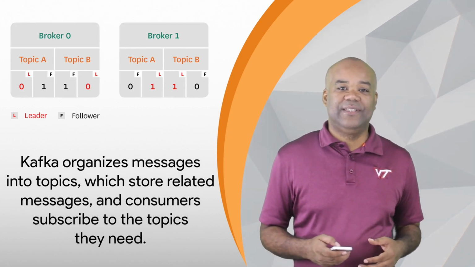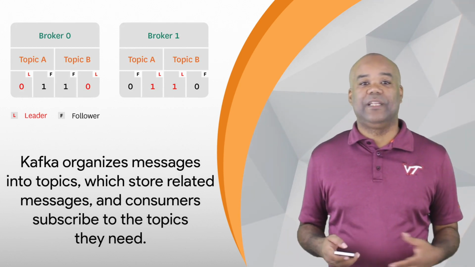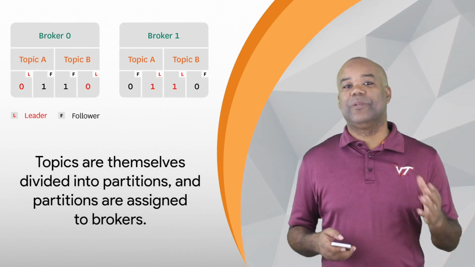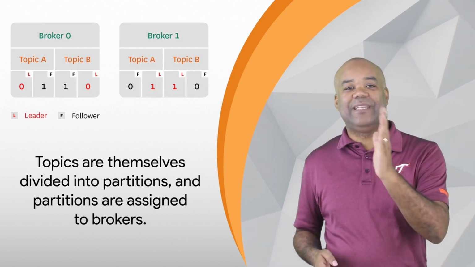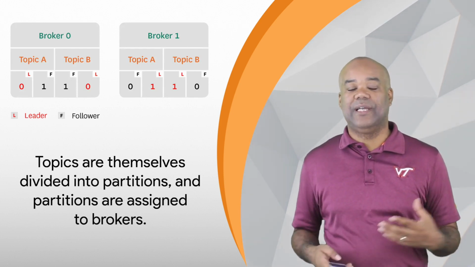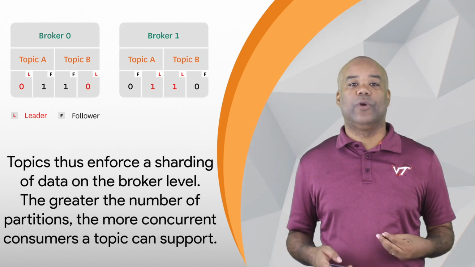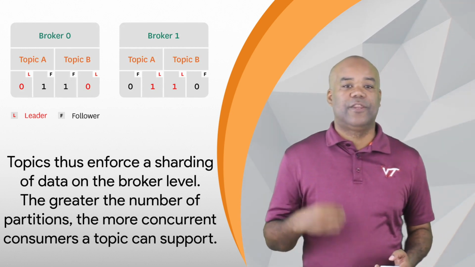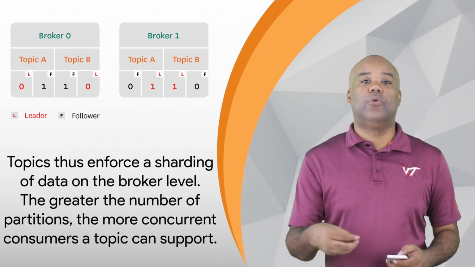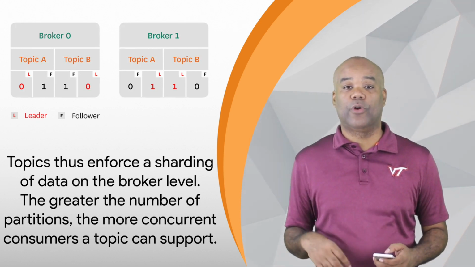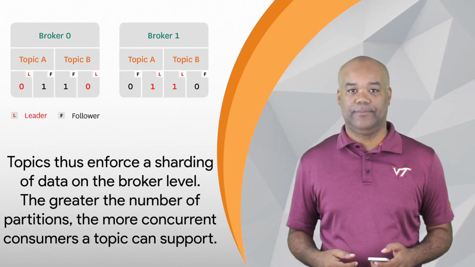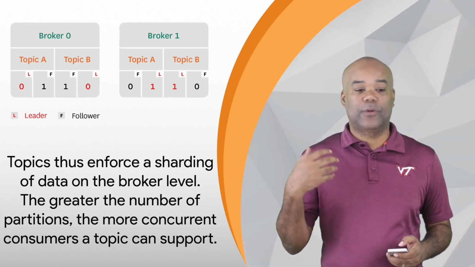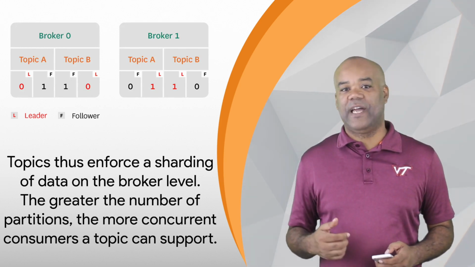Kafka is then going to organize these messages into topics, which store related messages, and consumers are going to subscribe to the topics that they need to. The topics are divided into partitions, and the partitions are assigned to brokers. So the topics are therefore going to enforce a sharding of data on the broker level. The greater the number of partitions, the more concurrent consumers a topic can support, and hence greater parallelism. You can drain these queues faster because you're consuming these records in a parallel fashion.